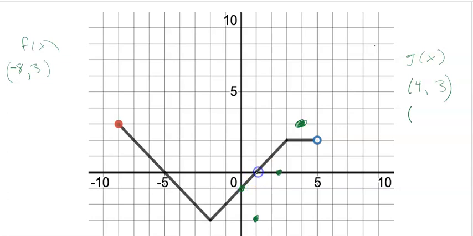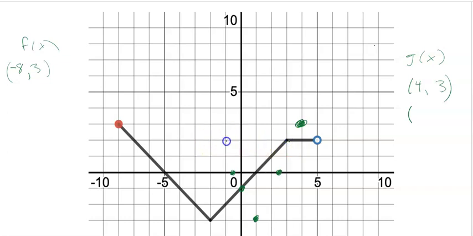Then I look at this point on the original function here: 1, 0. 1 divided by negative 2 will be negative 1 half. So I have negative 1 half, 0. I put that about there. This point would have been 3, 2. 3 divided by negative 2 is negative 3 halves.